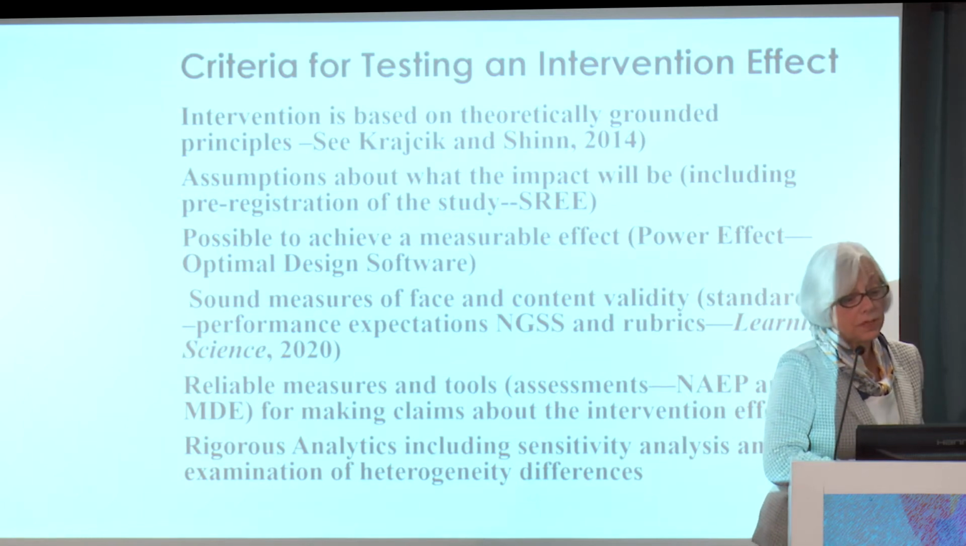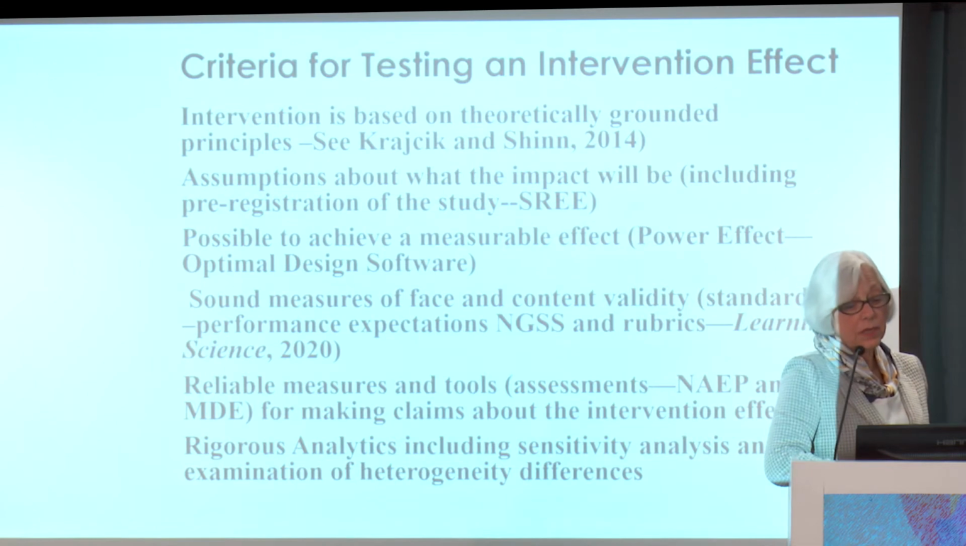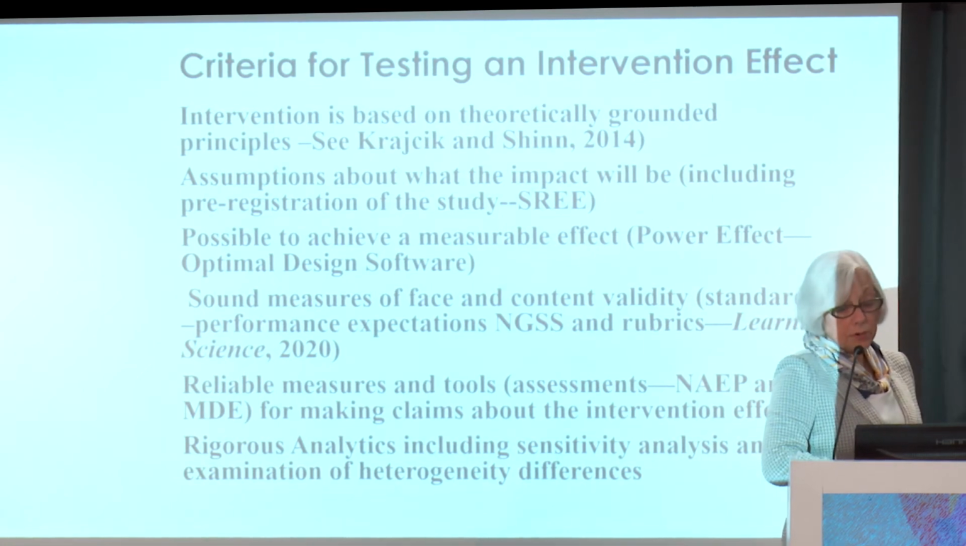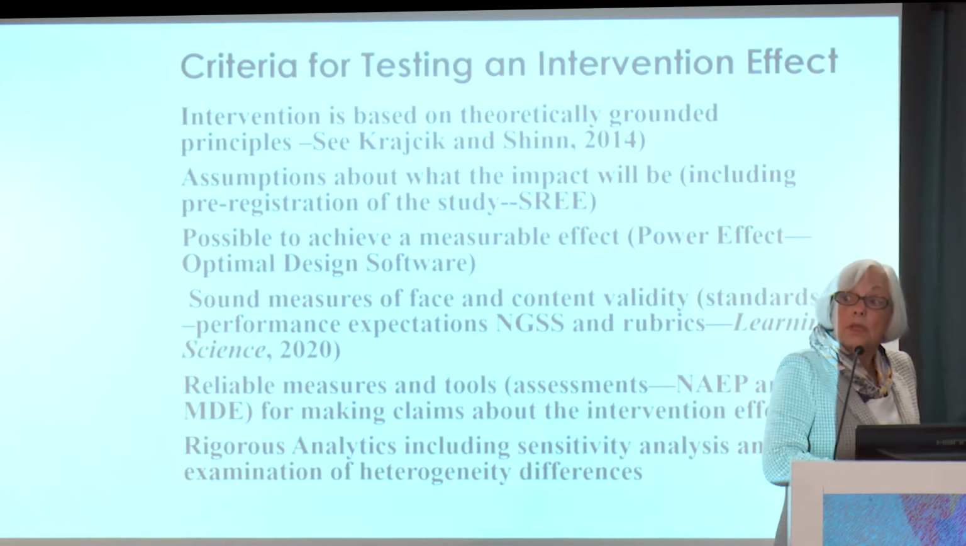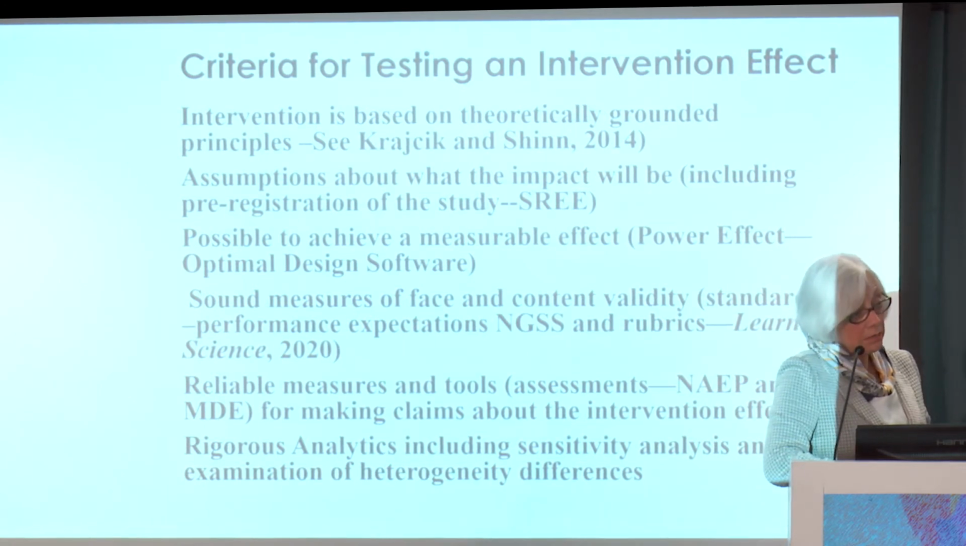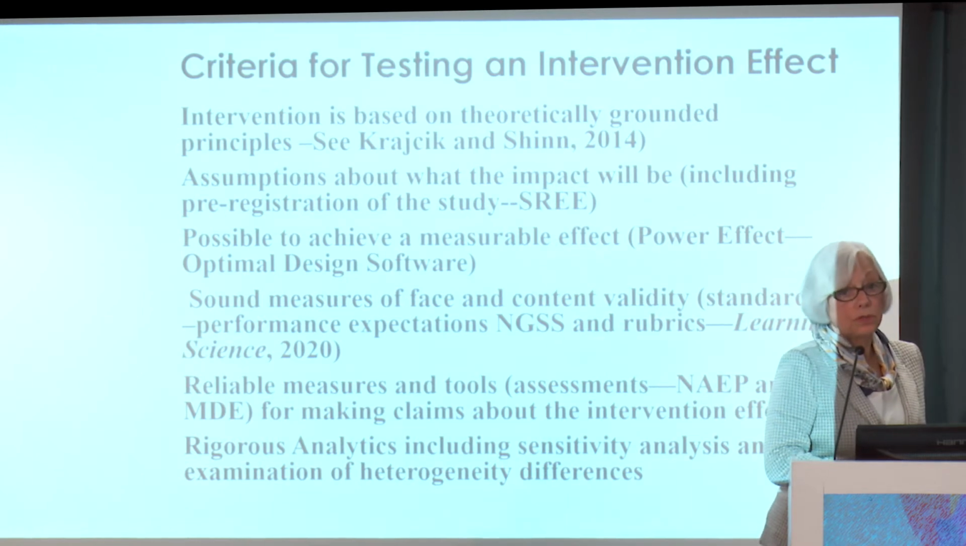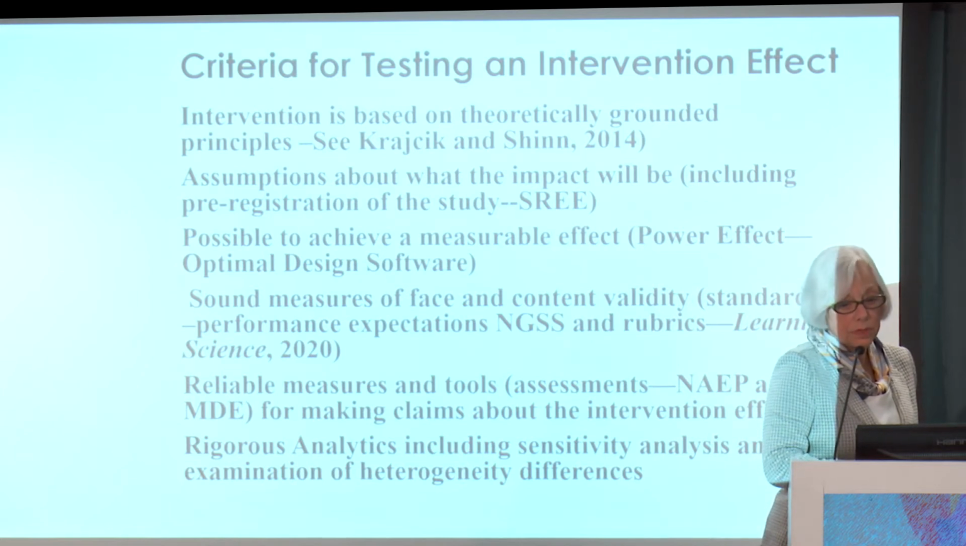And then you have to have sound measures of face and content validity, and the Next Generation Science Standards, and the rubrics that get developed to support that are really important. Our book helps make that bridge. You have to have reliable measures and tools to make your claims about the intervention effects. And then you have to have a rigorous analytic program. That goes for whether you're doing interviews or observations. It doesn't really matter. You have to have these claims, and the claims have to be sound.